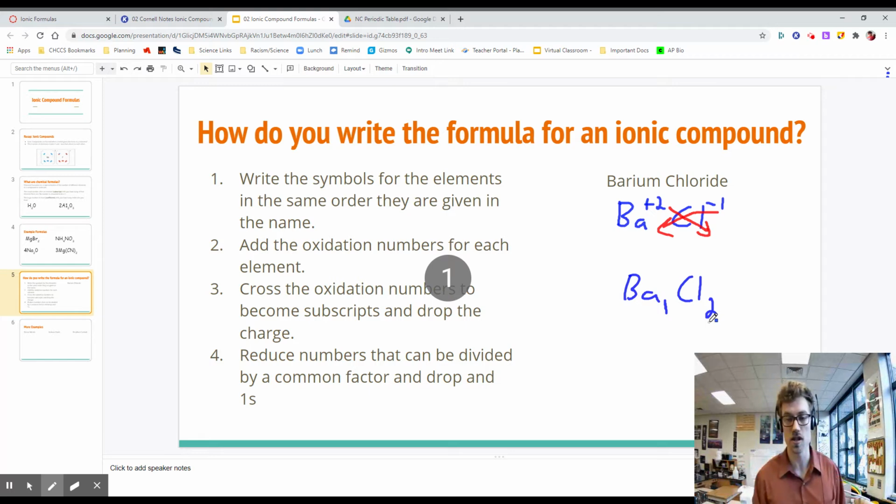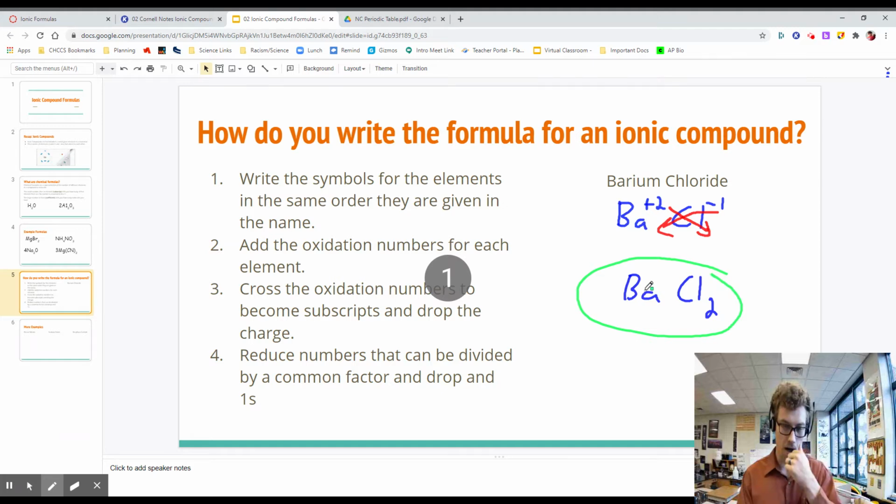Now you'll notice that I didn't write the charges, okay? So we don't need to write the charges. We just write the number itself. So this is Ba1Cl2. Step 4, we reduce the numbers that can be divided by a common factor. In this case, we can't do that. And we drop any 1s, so we don't need the 1. So I'll erase that. And so our answer is going to be BaCl2. This is our formula for barium chloride, okay, BaCl2. Again, we crossed the oxidation numbers, we dropped the 1s, and this is our final answer, okay?